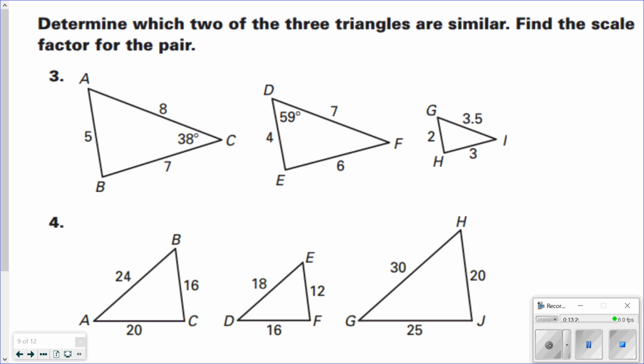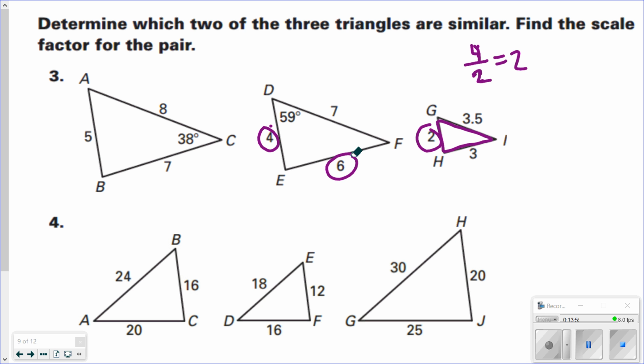All right, next let's check the second triangle and the third triangle. I don't know any angle measures in this triangle, but that's okay. We can still look at the sides and see if they're proportional to each other. So the shortest sides here, we're going to start with 4 and 2. 4/2, sorry, this is really hard to write on. 4/2 is equal to 2.